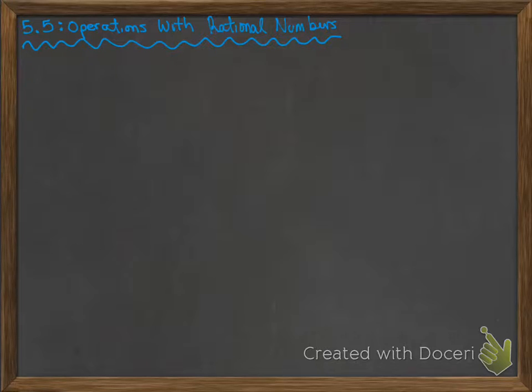5-5 is operations with rational numbers. So really this is just applying PEMDAS to the rational numbers. Now what are the rational numbers? Well, let's do a quick review.